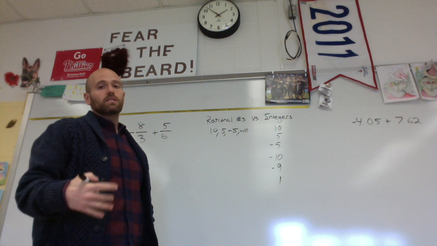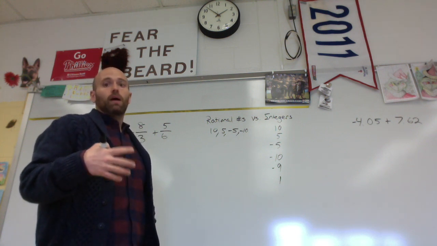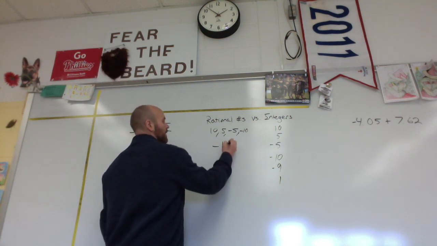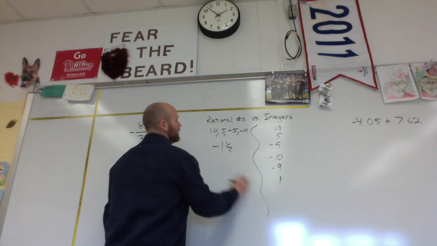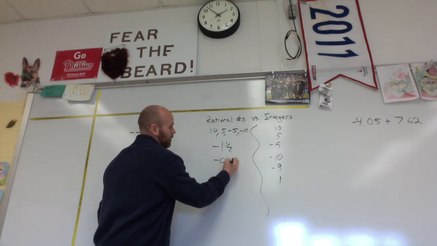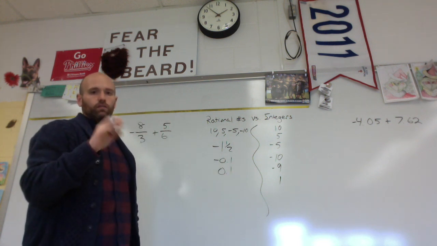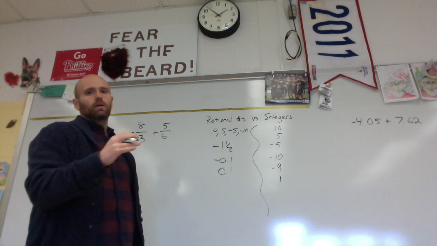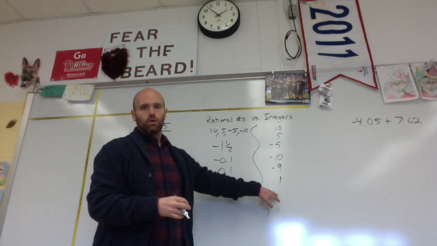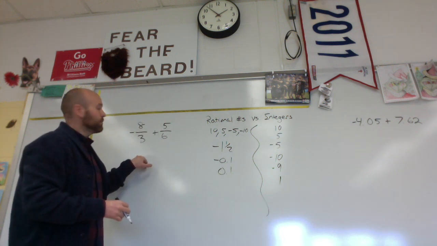Other rational numbers include negative and positive fractions and negative and positive decimals as well. Also, mixed numbers are in there, so -1 1/2 is a rational number. So is -1/10. So is 1/10. All right. So any fraction, decimal, mixed number, whole number, they're all going to fall under rational numbers. Integers are just whole numbers.